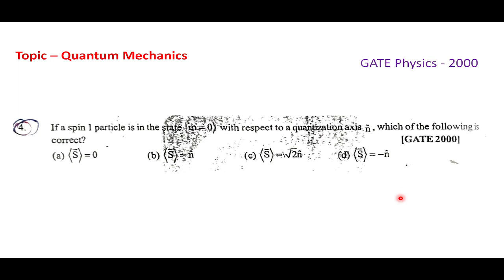Okay, how will you do that? So it should be A, right? Why should it be? Because spin 1 means it can take values minus 1, 0 and 1, and since it says m equals 0, it will be s equals 0, no?